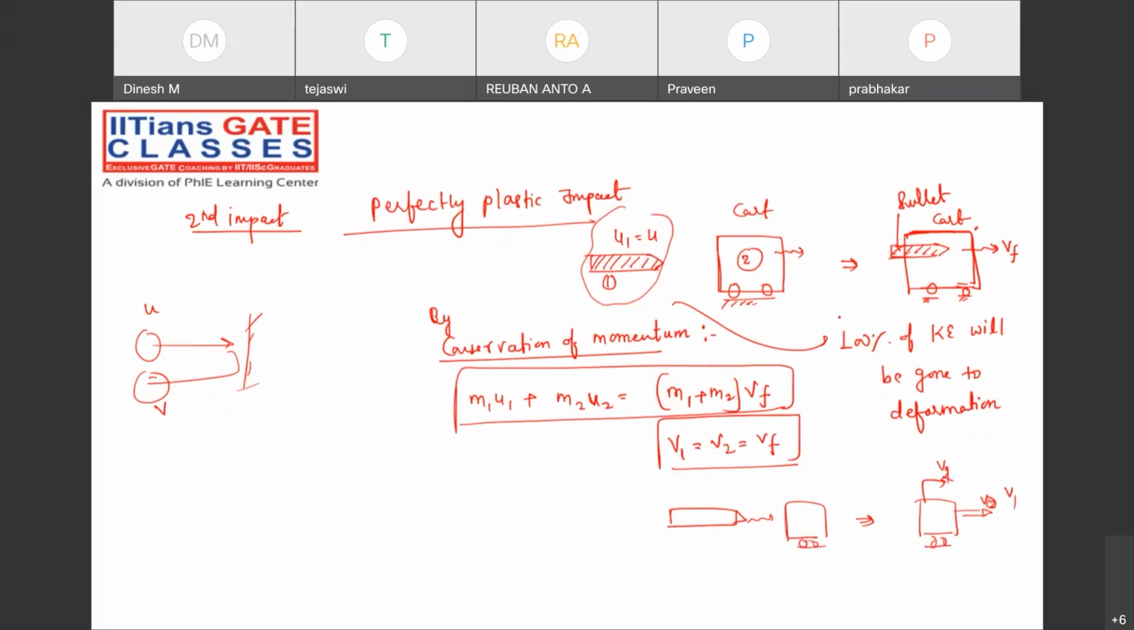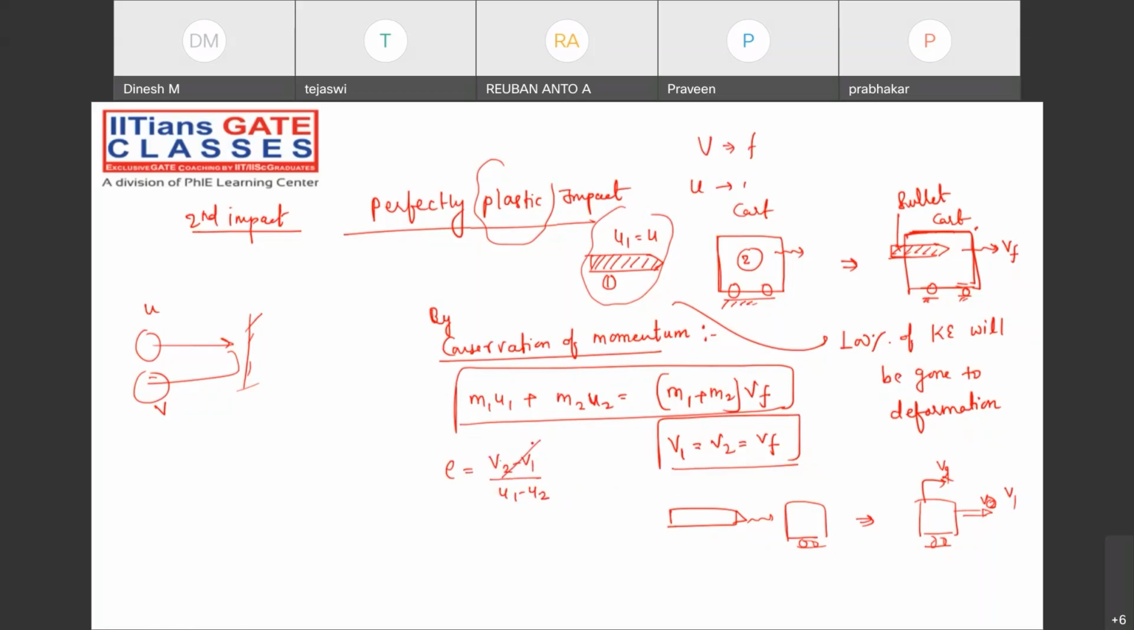Yes or no, guys? But right now, due to plastic impact, it is just getting attached with the system, the cart only. So both cannot have separate velocity. Both will have the same velocity only. Now in this case, what about the E value? E is v2 minus v1 over u1 minus u2. Remember, v means final velocity for the individual body, and u means initial. Just try to understand these symbols.